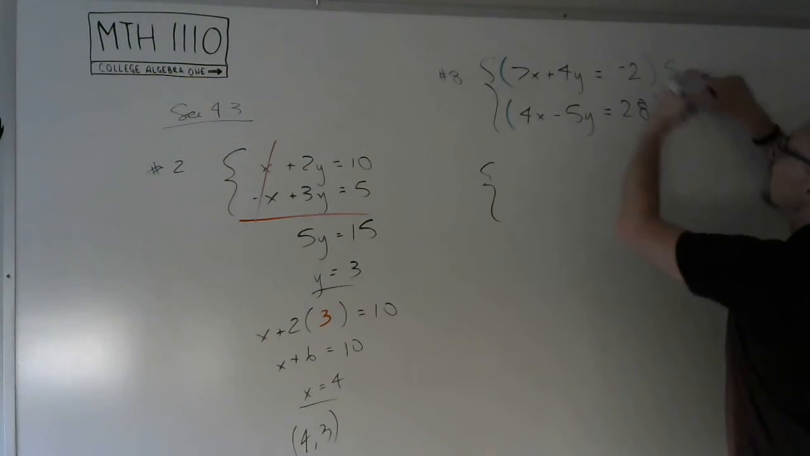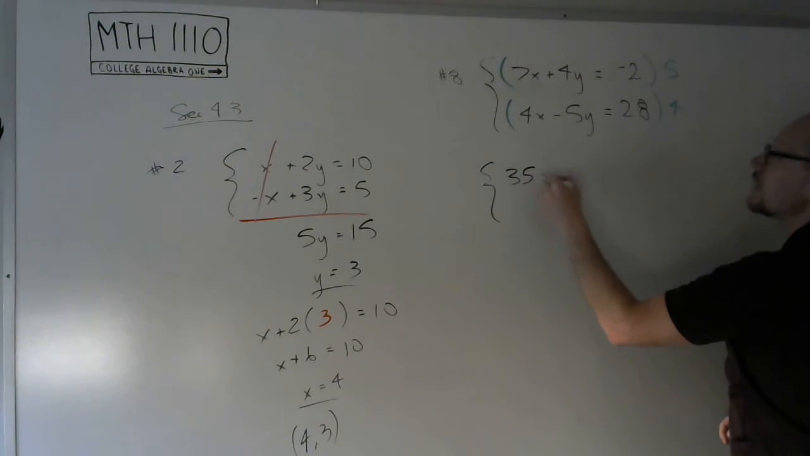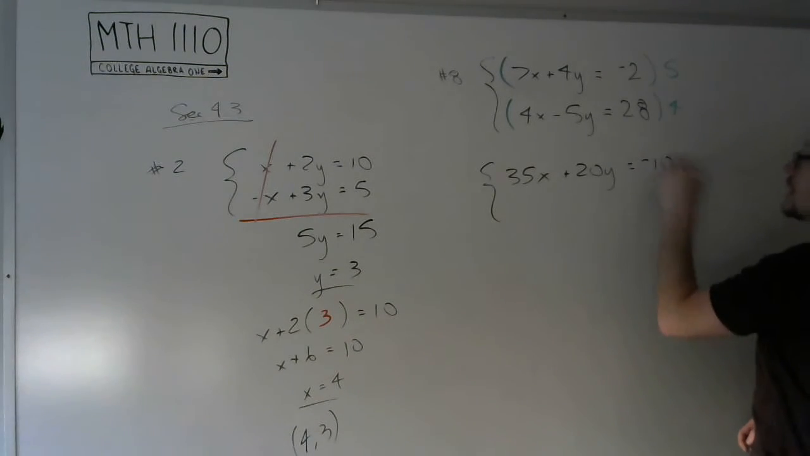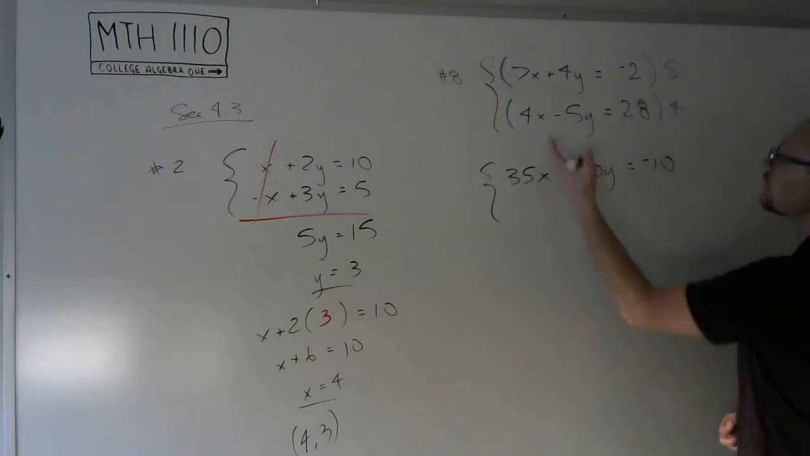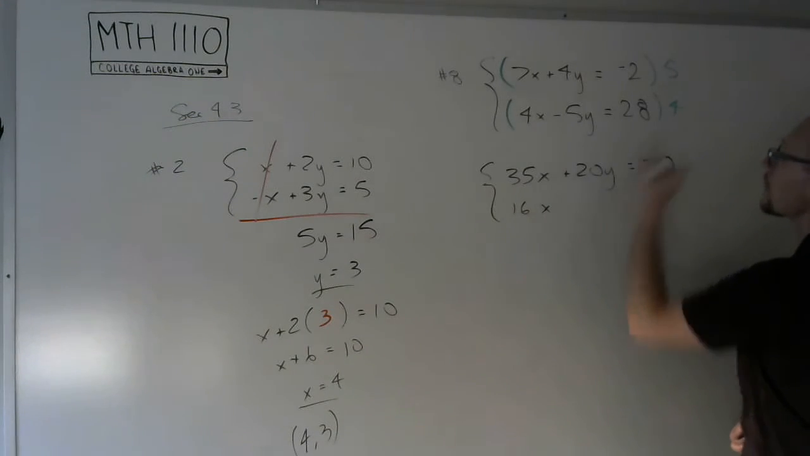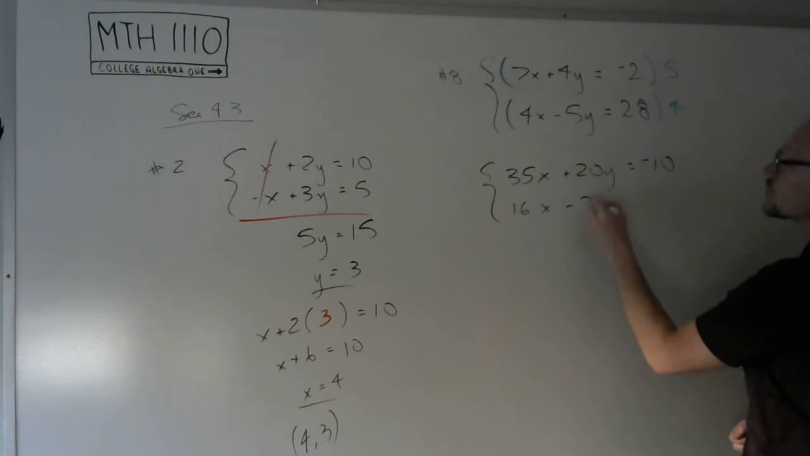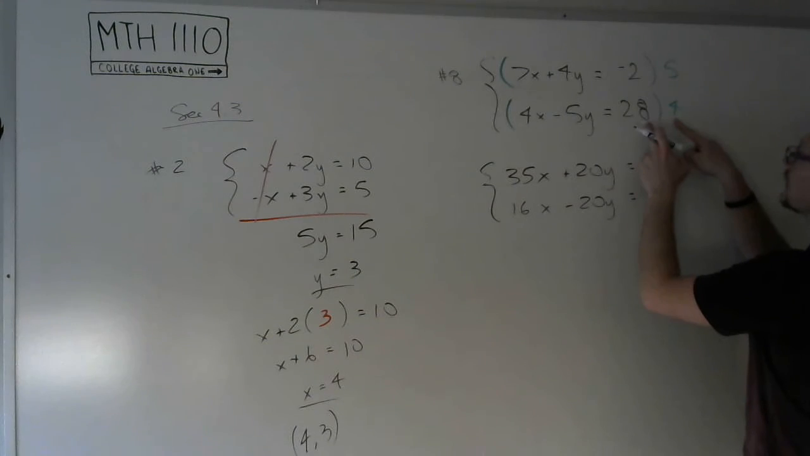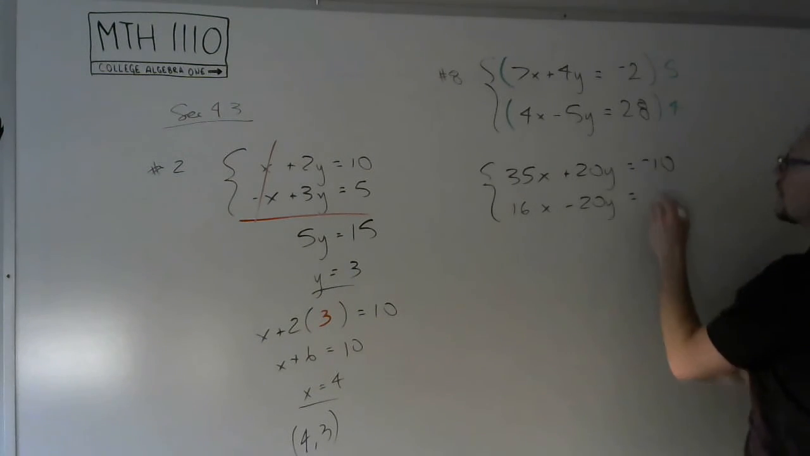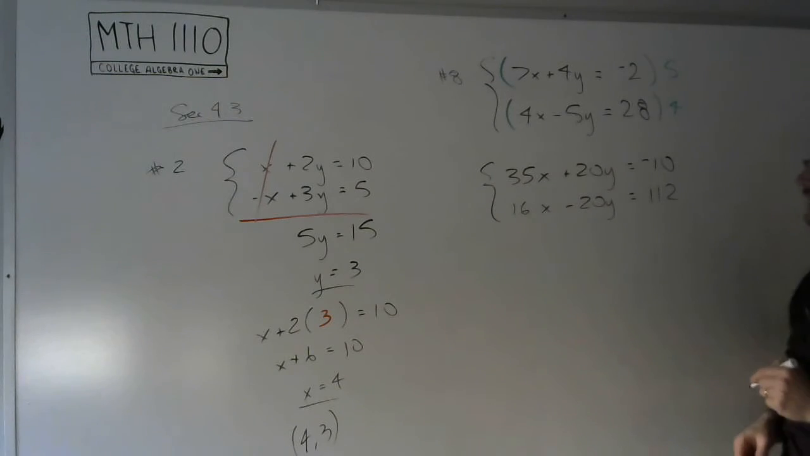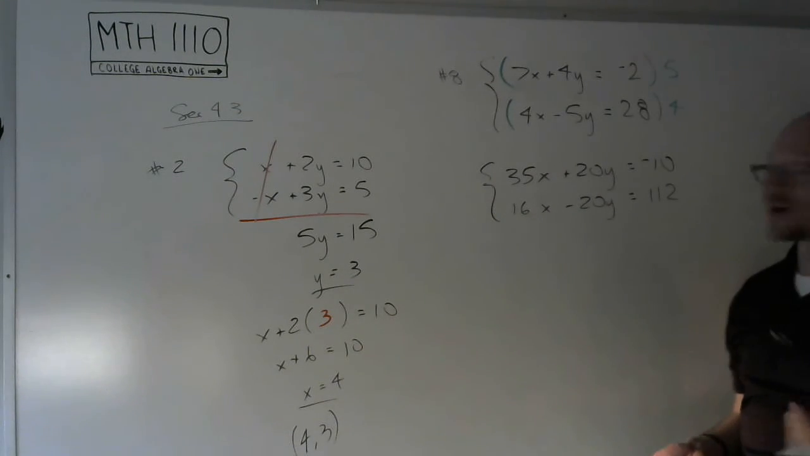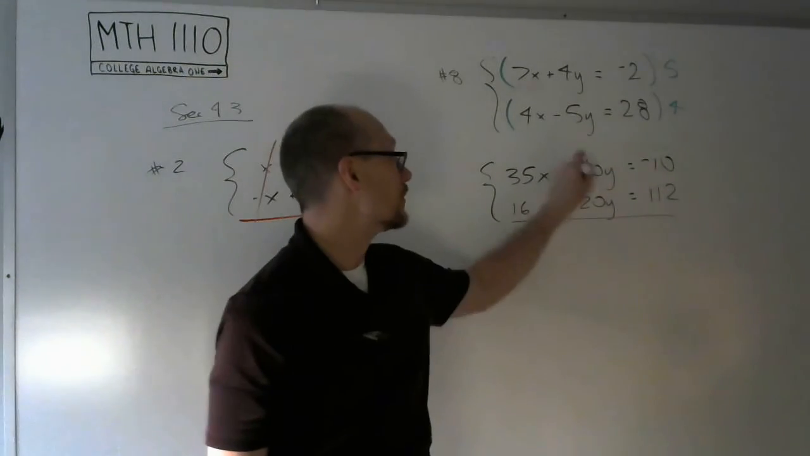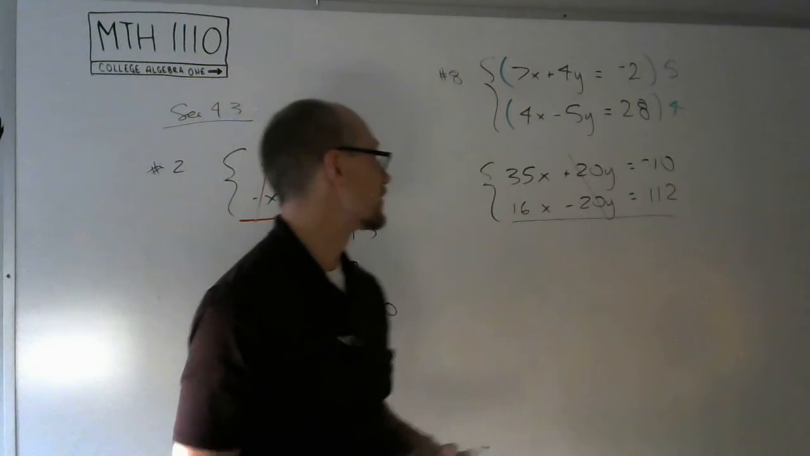So 5 times 7 is 35x plus 20y equals negative 10. And 4 times 4 is 16x. 4 times a minus 5 is minus 20y equals 112. Oh man, these numbers can get pretty large, right? But now you can see that if I add these together right here, those cancel right out. And now I just have to figure out what all this mess is.